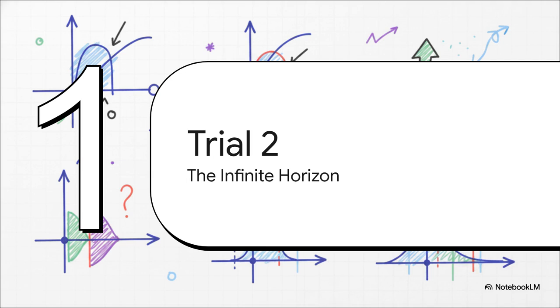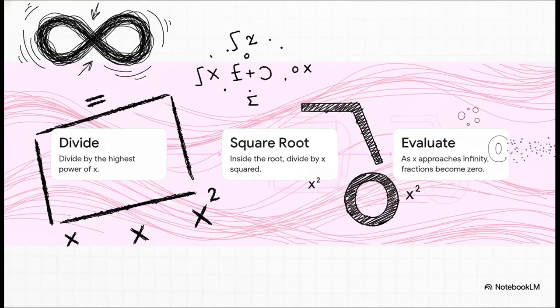Moving right along to trial 2, the infinite horizon from section 2.6. So what happens to a system when you push it to its absolute extremes? Well, we're faced with this massive infinite square root fraction. To solve it, we systematically divide the top and the bottom by the highest power of x. And when we bring that x inside the square root, it turns into an x squared. Now, as x gets infinitely massive, those smaller fractions, they just dissolve right down to 0.